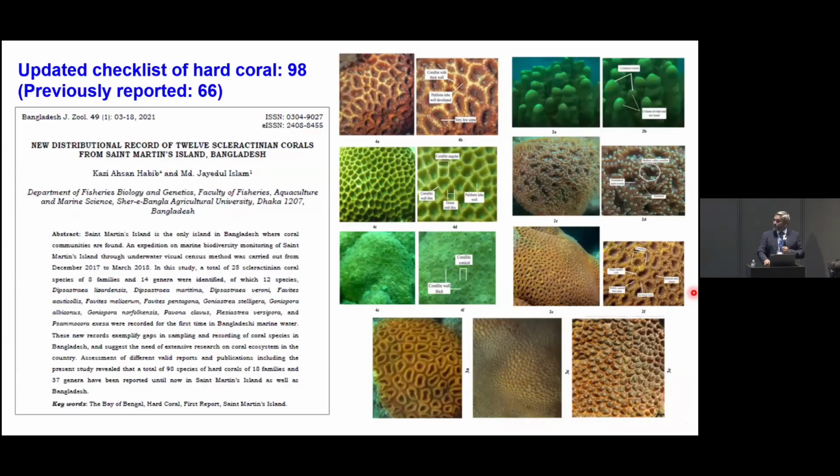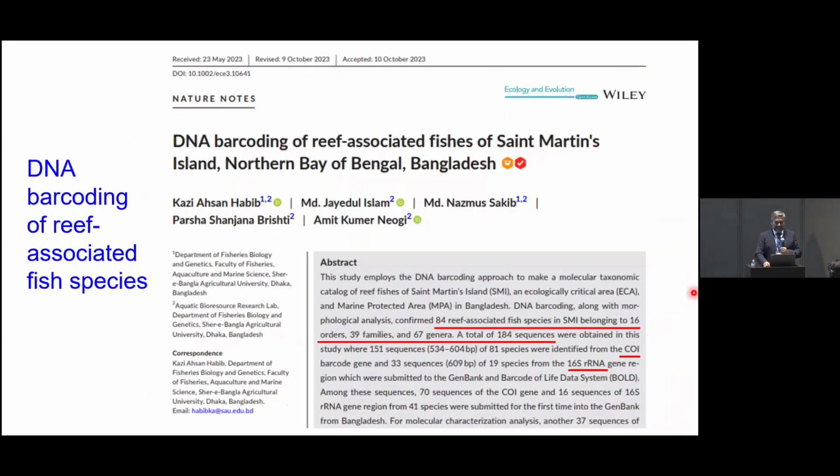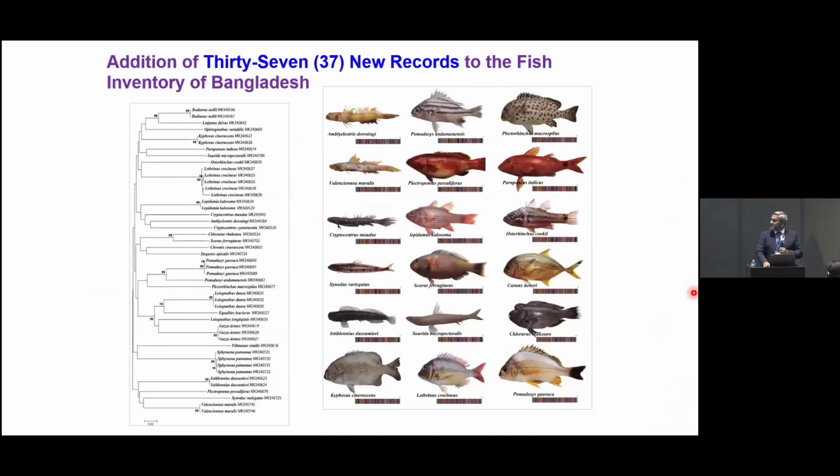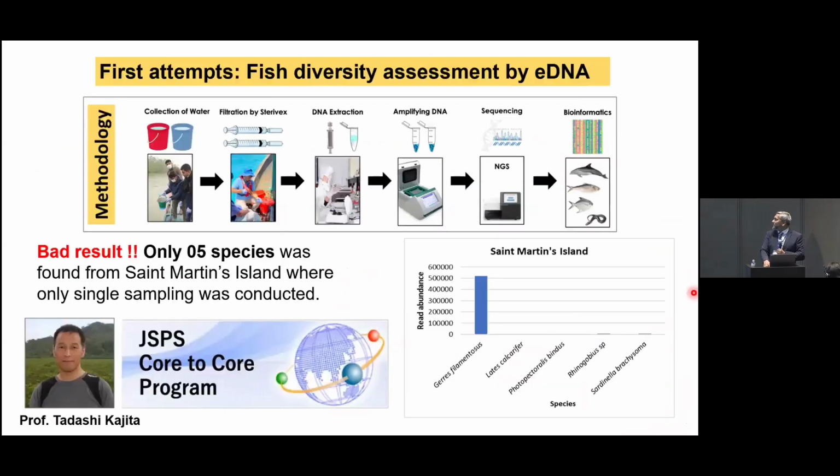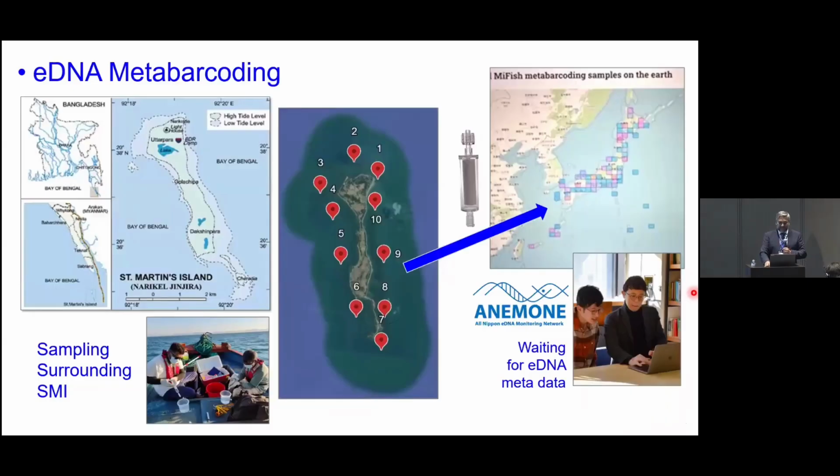So we reported the first 12 coral species on this island, and this is the publication of DNA barcoding of reef-associated fishes from St. Martin's Island. So we barcoded 84 reef-associated fishes here. And this is some pictures of St. Martin's Island, and we discovered a new species from St. Martin's Island in our DNA barcoding work. So this is the first attempt in St. Martin's Island. The result is not very good, but later on we again collected samples.